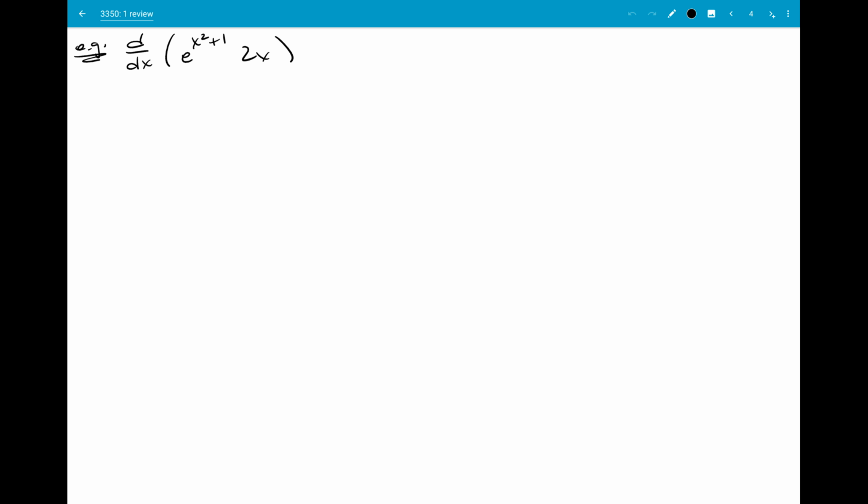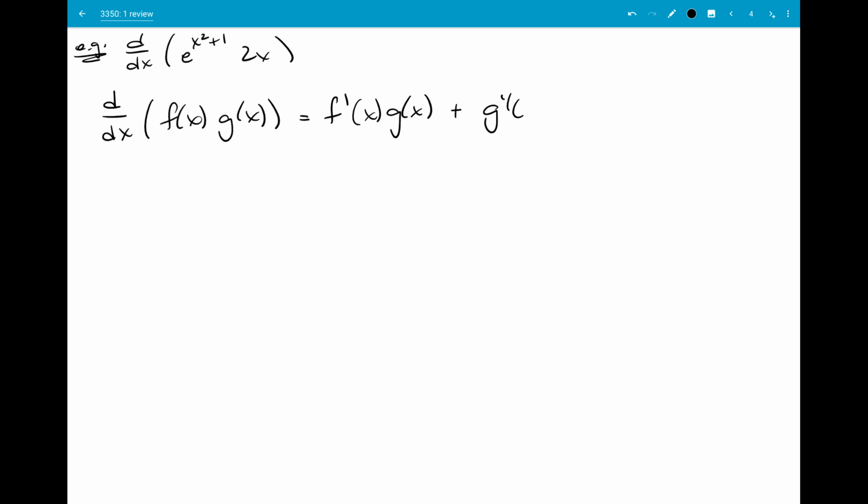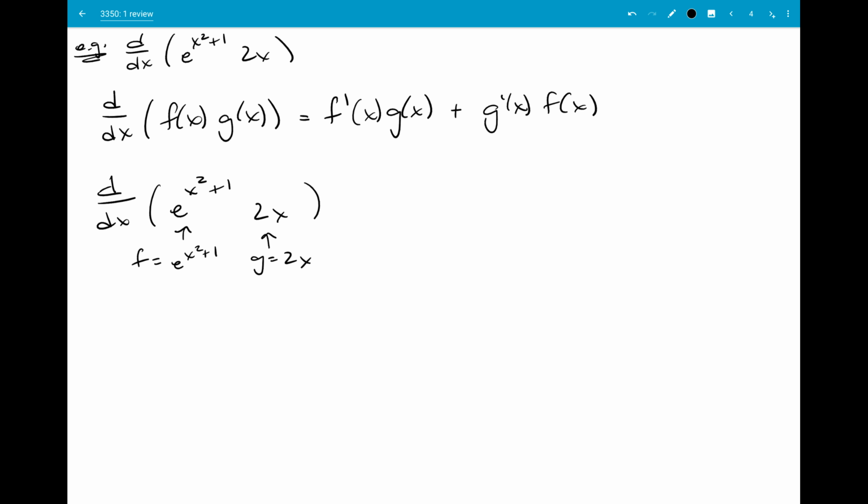But the last example was a product rule example. So the product rule is just d/dx of f(x) times g(x) is f prime of x times g of x plus g prime of x times f of x. So again, for this, our first step is going to be to identify those f's and g's. So f is e to the x squared plus 1, and g is 2x.